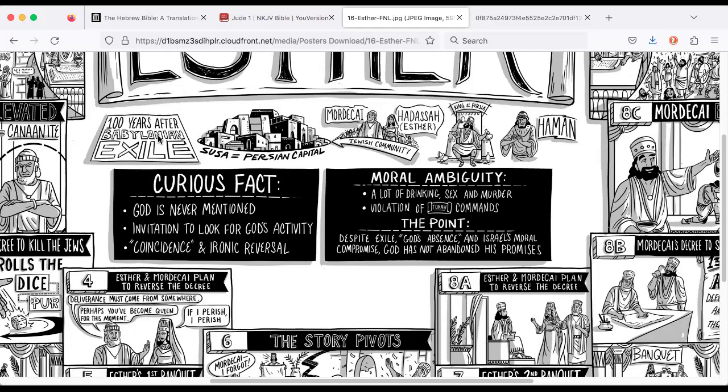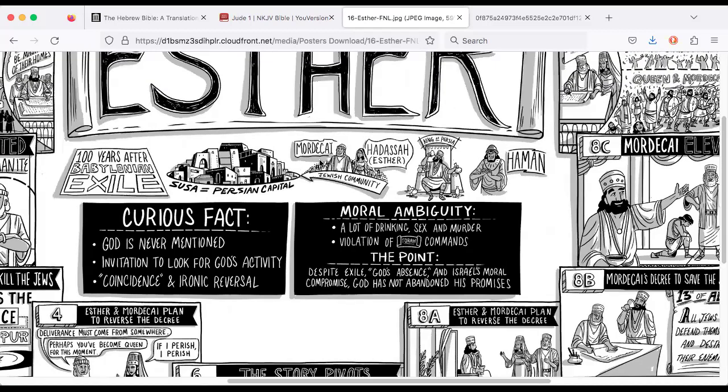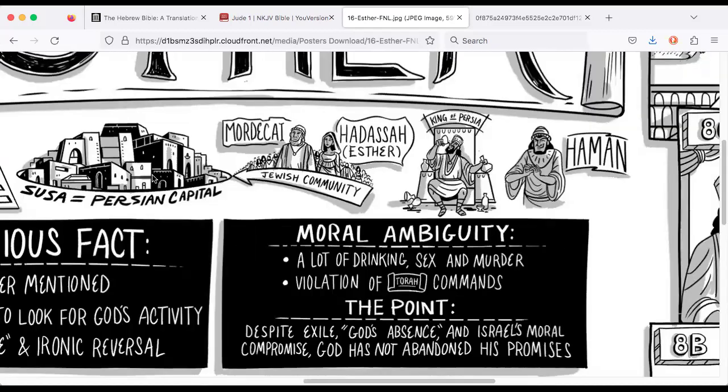So that happened, but not all of them went back to Jerusalem. Some of them stayed in the Persian Empire, which had taken over, and Esther is among them, her and her cousin Mordecai. So there's this Jewish community in the Persian capital. The capital at that time is called Susa, and I'll show you where that is on the map. It's, of course, in modern-day Iran.